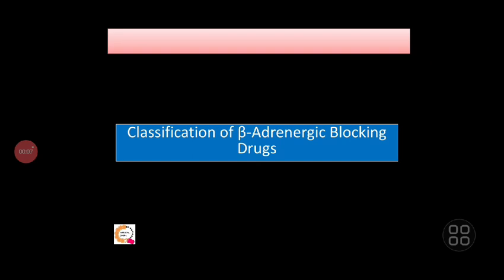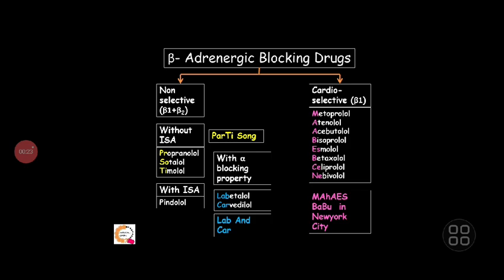And in today's topic, I am talking about classification of beta adrenergic blocking drugs. In my previous video, I was already talking about the alpha adrenergic blocking drugs. So, in this video, let's start the beta adrenergic blocking drugs. These are broadly divided into two categories. First one is non-selective, in which drugs act on both beta 1 as well as beta 2 receptors, and the second one is cardioselective, which means it mainly acts on beta 1 receptor.